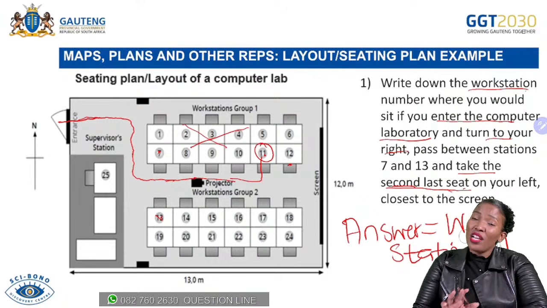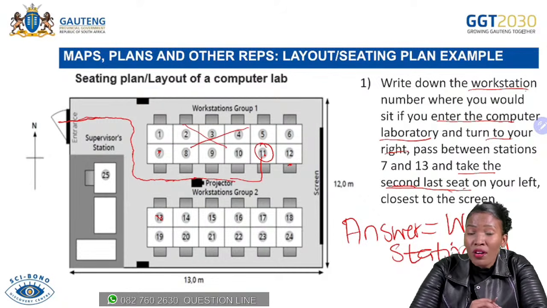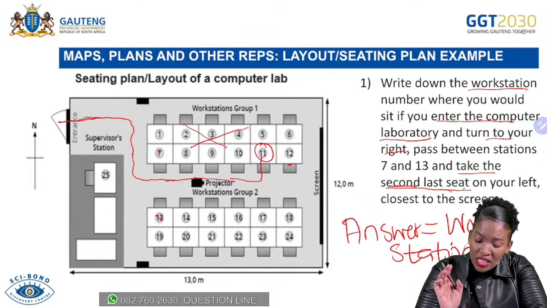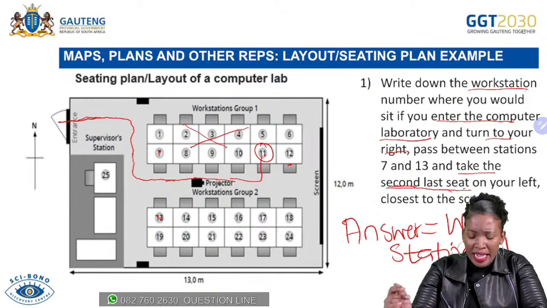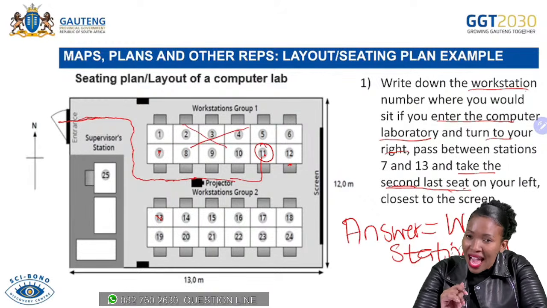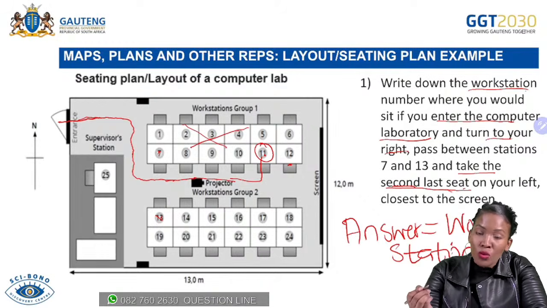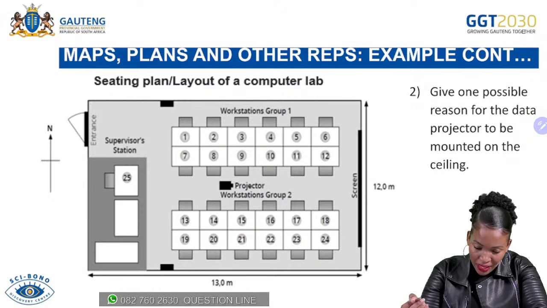So guys, questions like this, you will find them in the exam. That is why I'm saying make sure that if you get a question like this where you have to follow the instructions for you to end up at a certain place, make sure that you use your highlighter or you use your blue pen. So the answer there is workstation number 11.